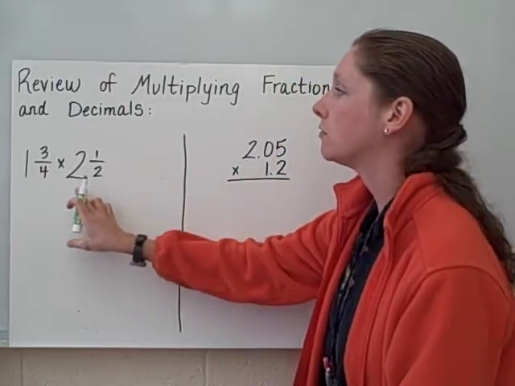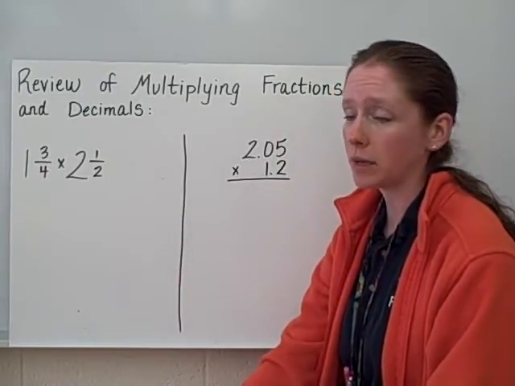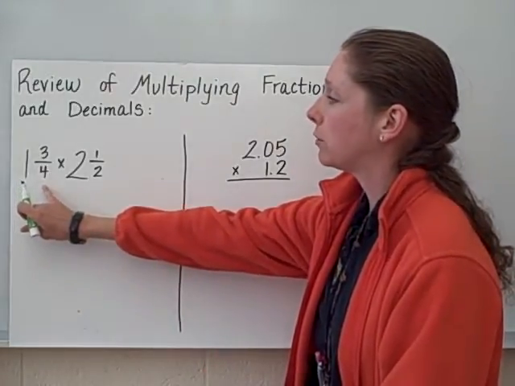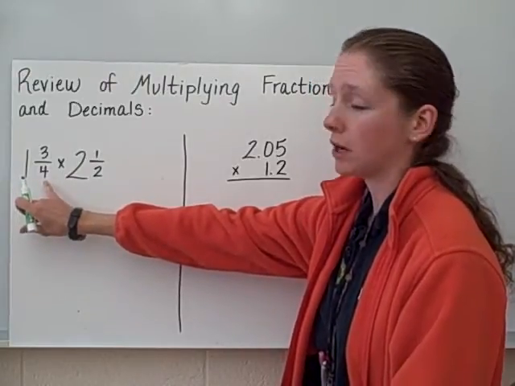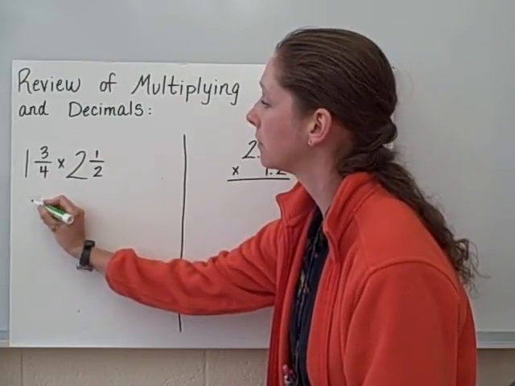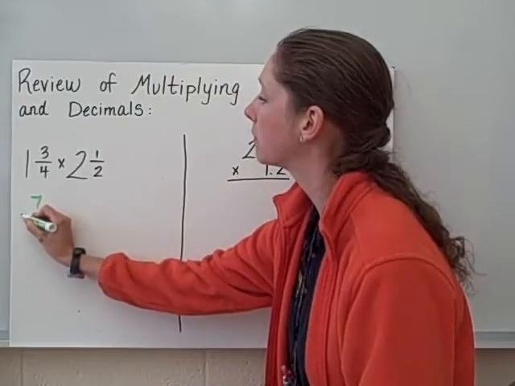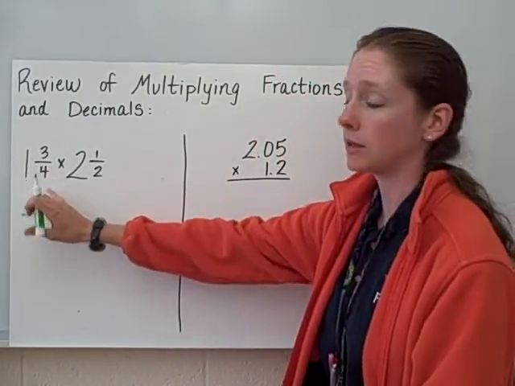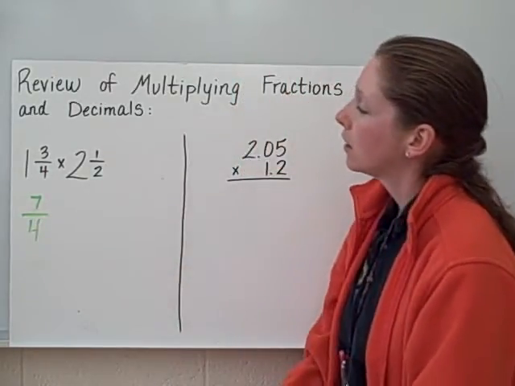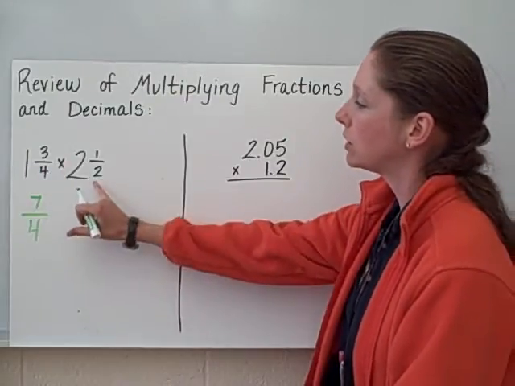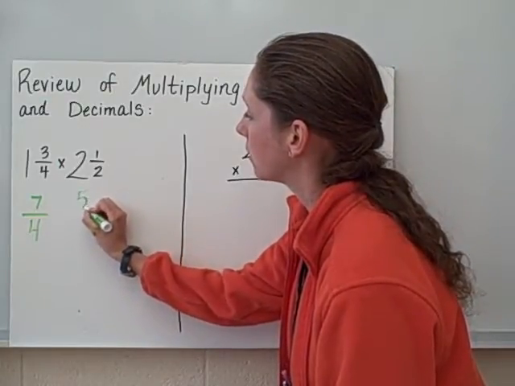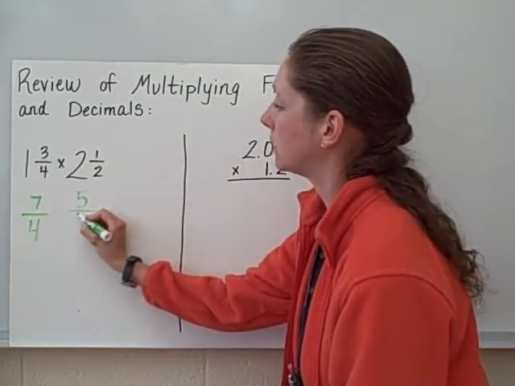So remember, when you're multiplying fractions, you don't have to find a common denominator, but you do have to change them to be improper. So let's do that with 1 3/4 first. 4 times 1, our denominator times our whole number, is 4. Plus 3 is 7, that becomes my numerator. Over, denominator stays the same, so let's bring down that 4. Okay, same thing with 2 1/2. So 2 times 2 is 4, plus 1 is 5, so that becomes my numerator. Denominator stays the same.